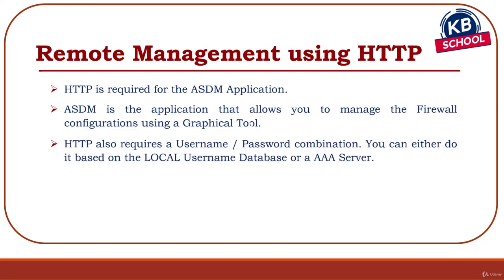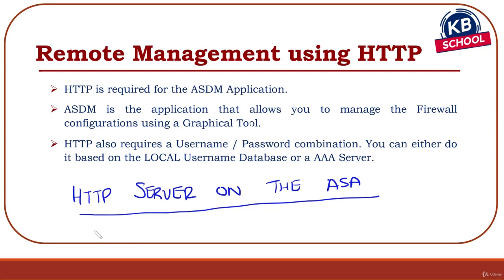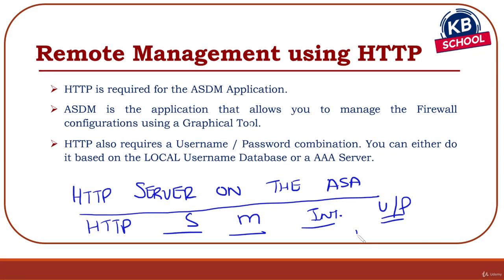Remote management with HTTPS, the first thing that you need to do is enable the HTTP server on the ASA. We're going to set that up. Once that's done, just like Telnet and SSH, I need to enable it on a particular interface, specifying the source IP, and the mask, and the interface. Create a username and password combination. Link the HTTP authentication to the local database, just like we have been doing for Telnet and SSH.